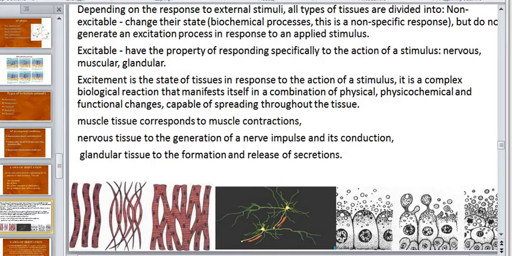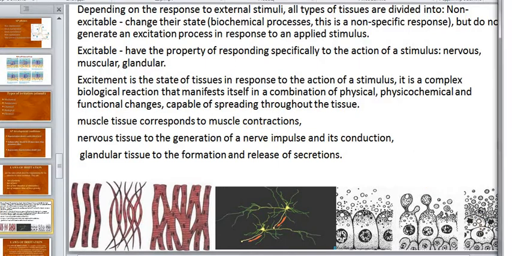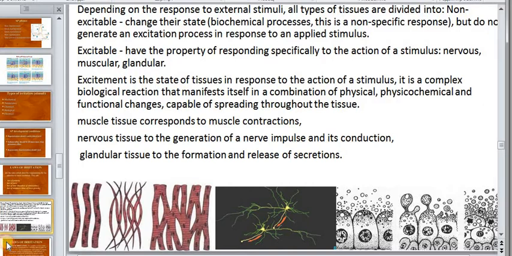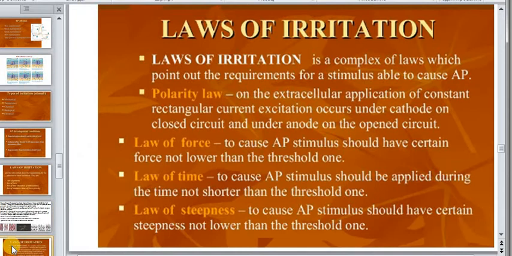There are three tissues in the body. Muscle tissues, which can contract, corresponding to muscle contraction. Nerve tissues, for the generation of a nerve impulse and its conduction. And glandular tissues, for the formation and release of secretions, for example, hormones. And the laws of irritation for these different tissues are different.